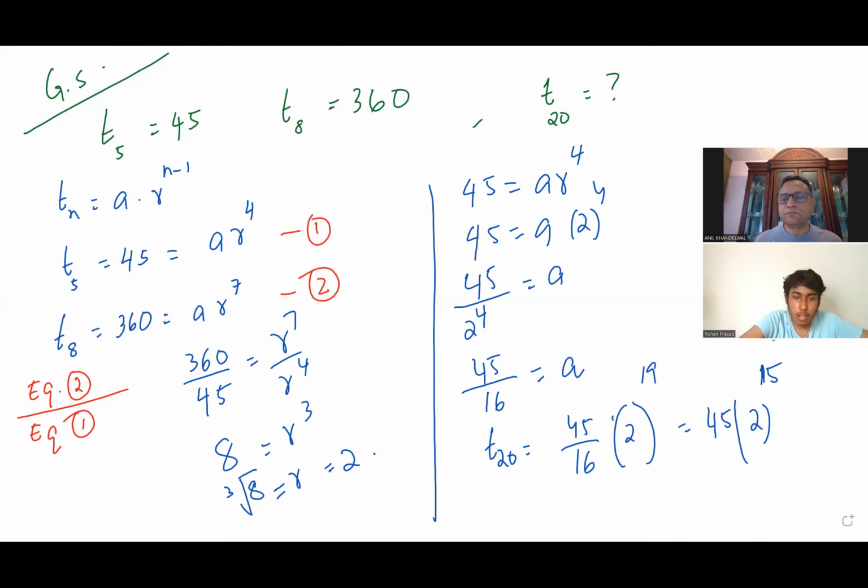Wait, sir. I did it the same way as you. It's just that how did you get from 45 divided by 16 multiplied by 2 to the power of 19 to 45 multiplied by 2 to the power of 15? 16 is 2 to the power of 4, right? Did you just subtract 4? Yeah, so 2 to the power of 19 minus 4.